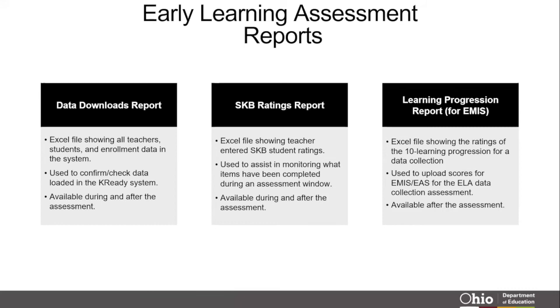The SKB ratings report is used to basically monitor any items that have been scored by the teacher during this assessment window. It will have a list of all 72 SKBs and any score that has been added by the teacher. The learning progression report is that final report that will have those 10 learning progressions, and this is what you would submit to EMIS.